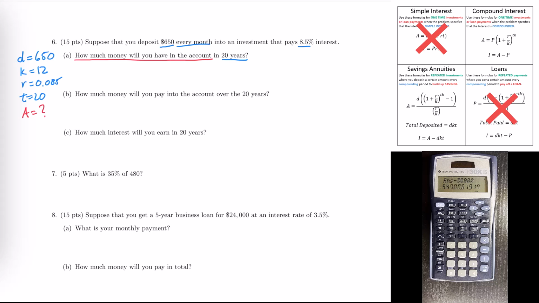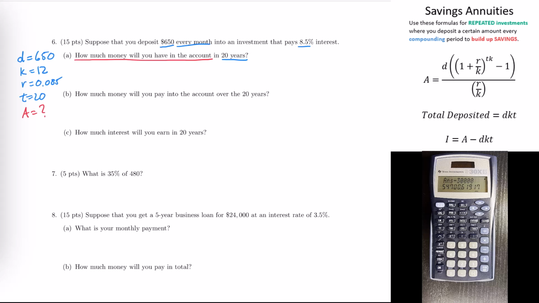Then between compound interest and savings annuities, I need to ask, is this a one-time investment I'm making, or is this an investment that I'm making on a regular basis? And because I'm depositing the $650 every month, that means that it's going to be a savings annuities formula. So to use this formula, I'm looking for A, so I'll write down that variable.